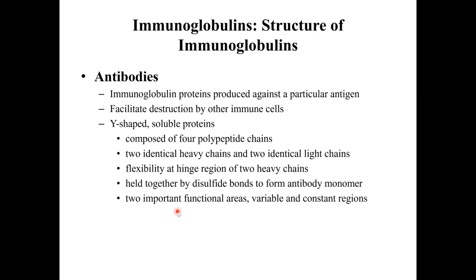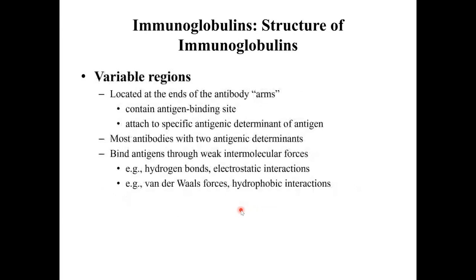And there are 2 important functional areas, the variable and constant region. I'm going to think the variable region is a little bit on the more important side. The variable regions are located at the ends of the arms. That's the place where the antigen binding site is. And that's attached to the specific antigenic determinant, whether it was bottle or roundy or pointy or notch. And it forms by weak intermolecular forces, so between molecules.